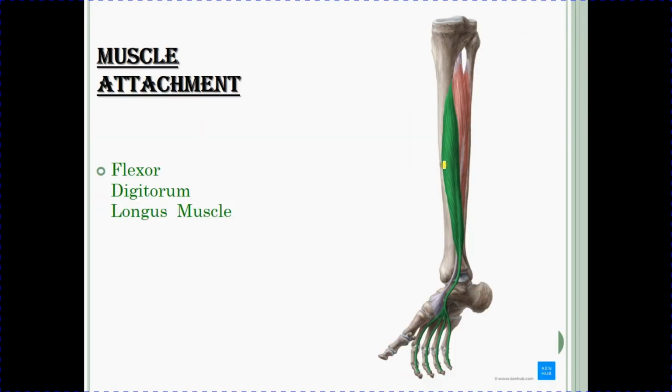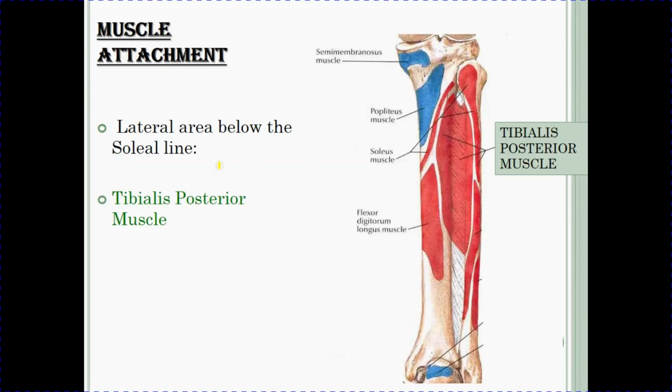In this figure, you can see the flexor digitorum longus muscle. It is arising from the medial surface of the posterior surface of the shaft of the tibia below the soleal line, from the medial side. The lateral area below the soleal line gives origin to the tibialis posterior muscle.